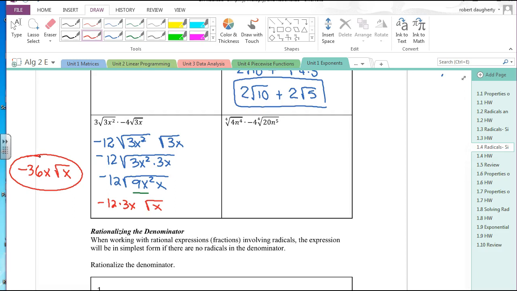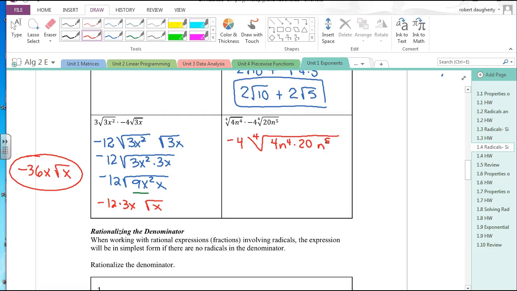Look at the next one. I'm going to multiply these two numbers and get what kind of number? A negative number, negative 4. And now I'm going to have the fourth root of, let's just go ahead and write all of this, 4 to the fourth times 20 to the fifth. Okay.